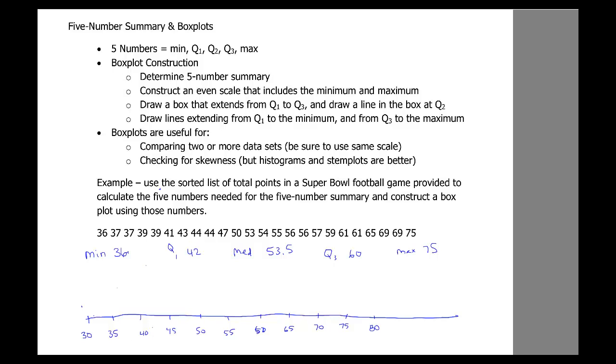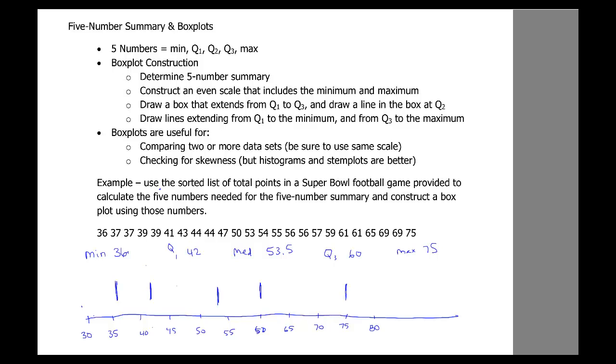Okay, so there's our axis, and then we just simply put the values for the 5-number summary right on the axis. So the minimum's 36, and we're just going to draw a line here at 36. And then we have quartile 1 is at 42. We'll draw a line at 42. The median is 53.5. It's about right here. Third quartile is 60, and the max is 75.